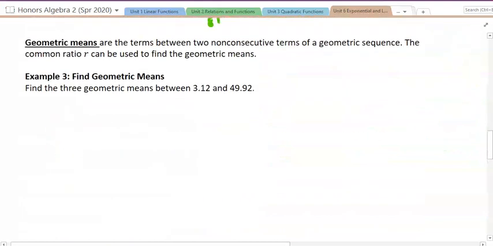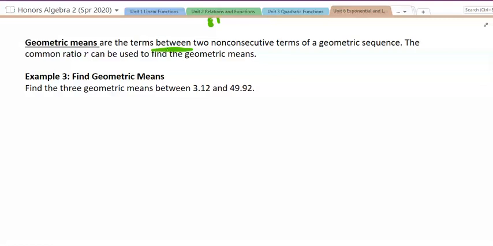Now, let's talk about geometric means. Geometric means are the terms between two non-consecutive terms of a geometric sequence. And so if I have a sequence like 1, 2, 4, 8, 16, and I just tell you that I've got 1 and 16 in the sequence, the geometric means would be all those terms between the 1 and the 16. It'd be the 2, the 4, and the 8. And so the common ratio can be used to find the geometric means.